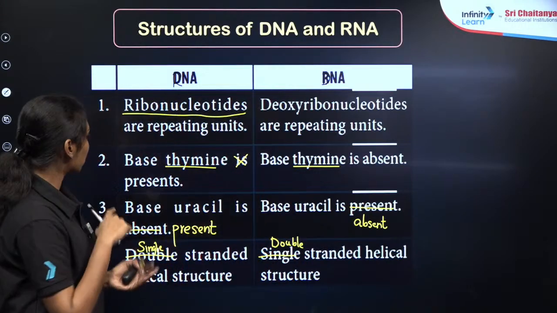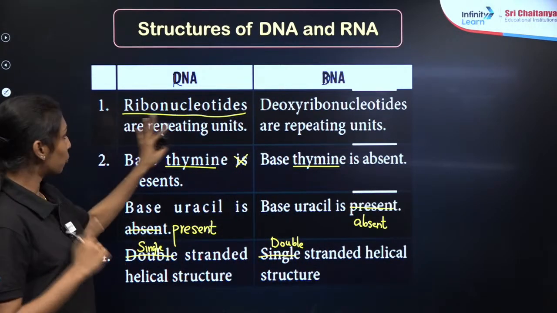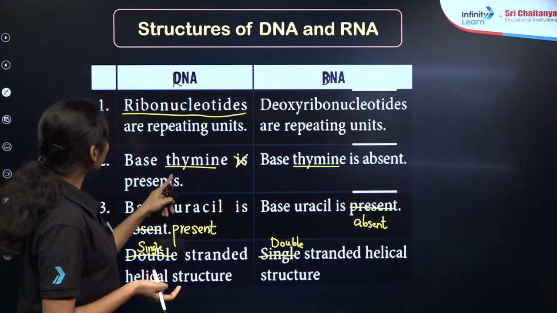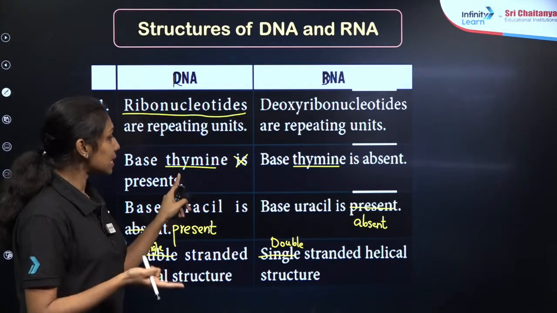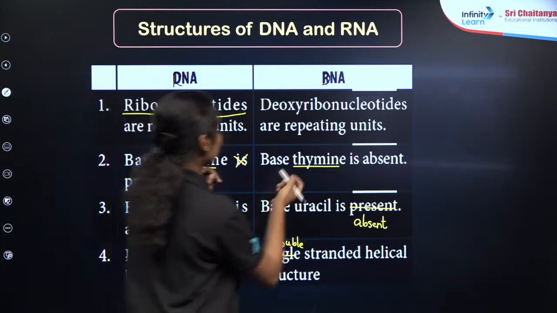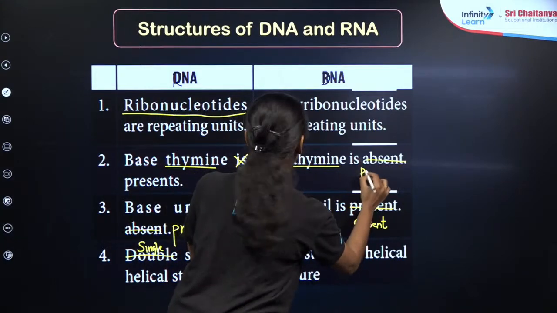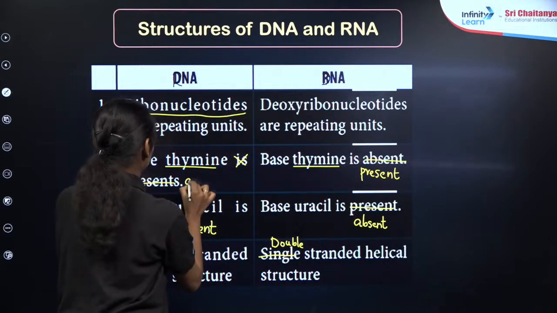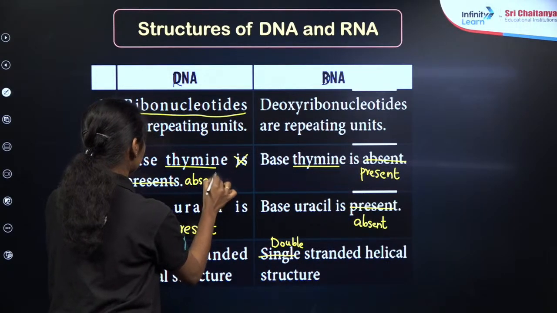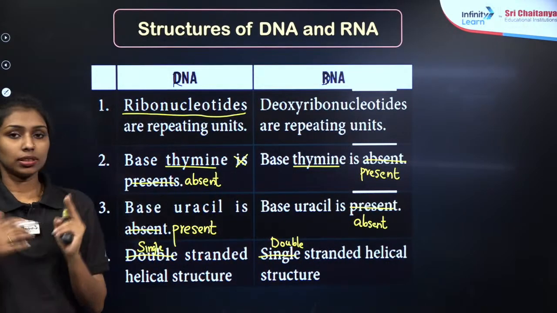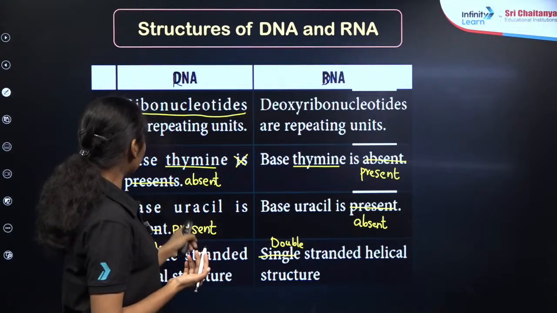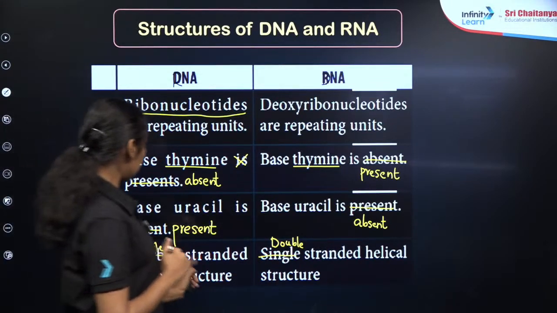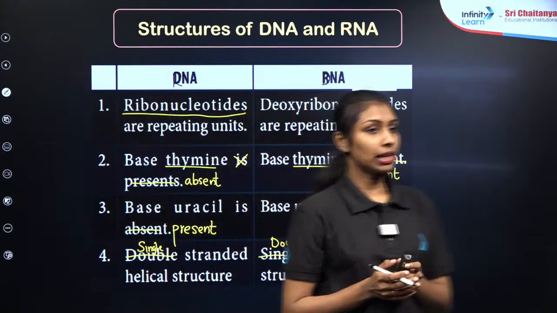There are some mistakes in the table. So here in RNA, ribonucleotides are the repeating units, in DNA, deoxyribonucleotides. Then in terms of nitrogen bases, in RNA, thymine is absent, while in DNA, thymine is present, right? Then again uracil, in RNA it is there, in DNA it is not there. In the case of RNA it is a single helical structure, but in DNA it will be a double helical structure.